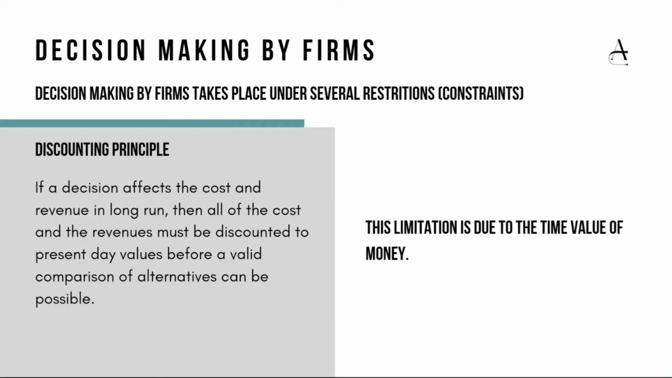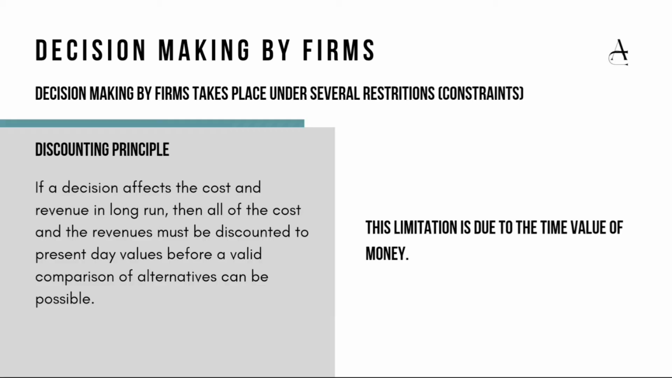The next one is the discounting principle. According to this principle, if a decision affects the cost and revenue in the long run, that is, any decision that we are taking today is going to affect your production capacity or your cost even after 5 or 10 years, like selling an equipment, buying something new, changing your supplier, introducing a new product, or changing your ingredients, such things, right?